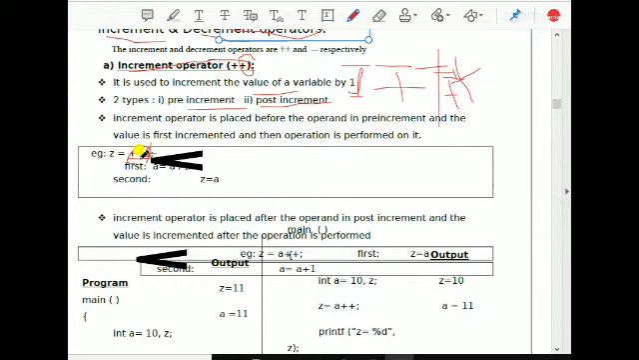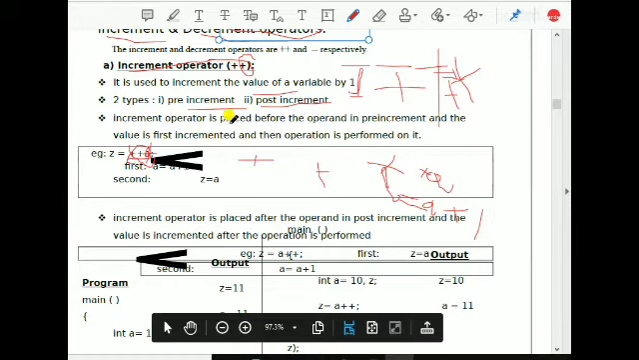So it is called pre-increment. And see here, what does ++a mean? I will write it again. See, ++a means a is equal to a plus 1. That only means a plus 1. So here we increment the value by one.